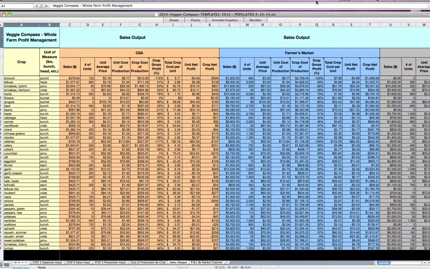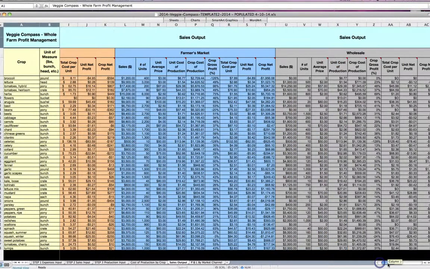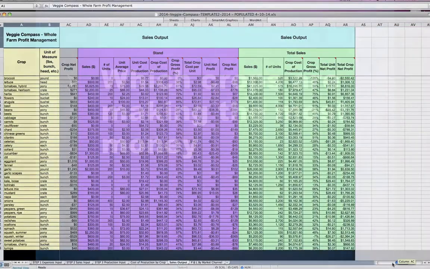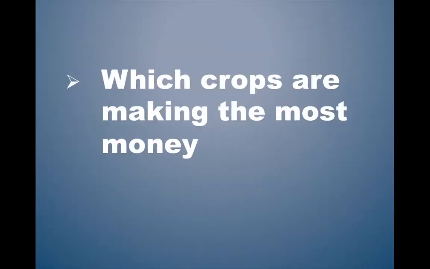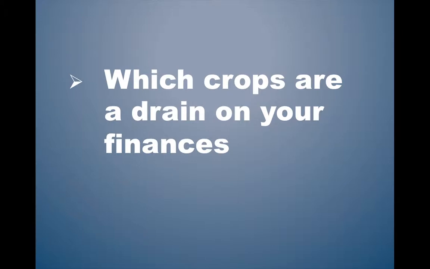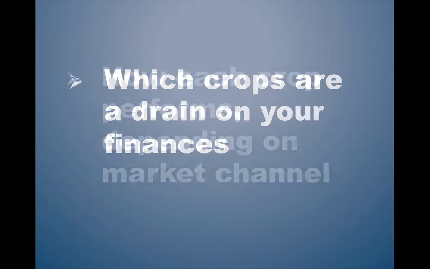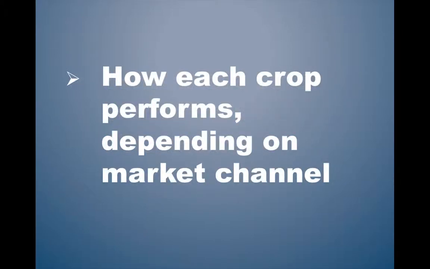We are now ready to take a look at the sales output sheet full of calculations that Veggie Compass has made for us based on information entered in the expenses input sheet, the sales input sheet, and the production input sheet. This spreadsheet is also quite wide, as you can see here. This is where you get to learn which crops are making the most money, which crops are a drain on your finances, and how each crop performs depending on the market channel.